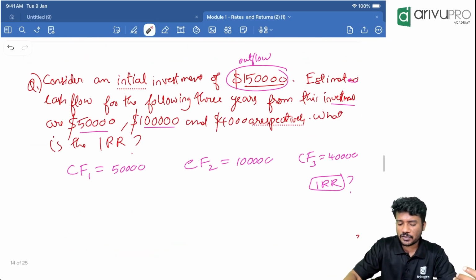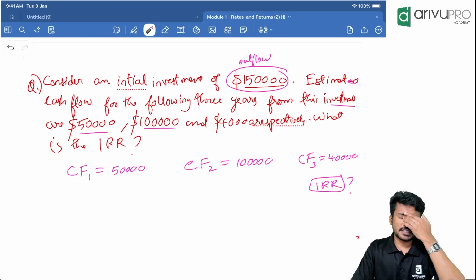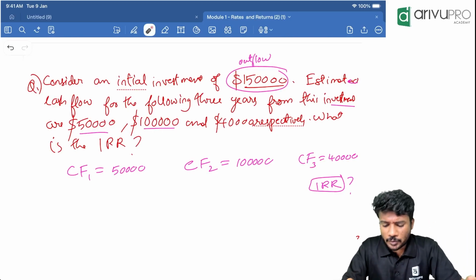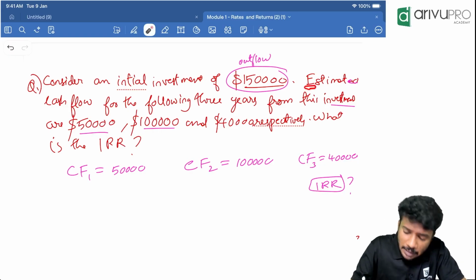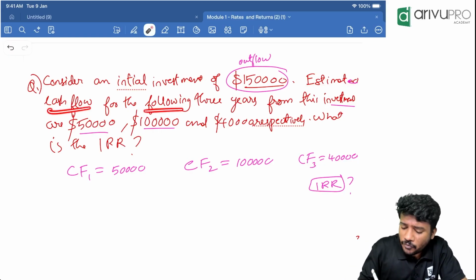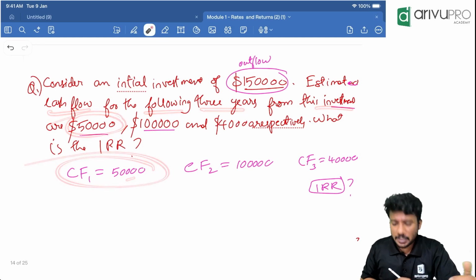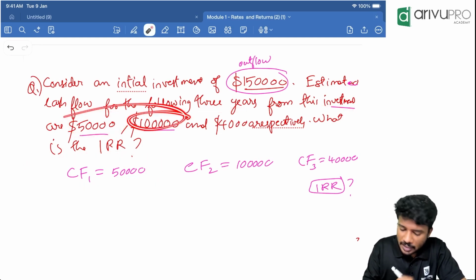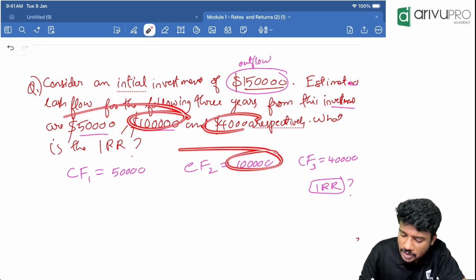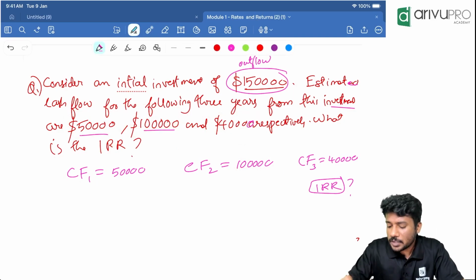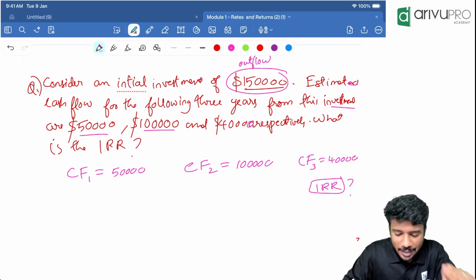Now coming to the first question. First question is, they are telling the initial investment is how much? $150,000. Okay, then estimated cash flow for the following 3 years from the investment. For the first year, cash inflow is how much now? That is 50,000. For the second year, it is 100,000, and for the third year, it is 40,000, not 4,000, 40,000. Okay, now we need to estimate IRR.